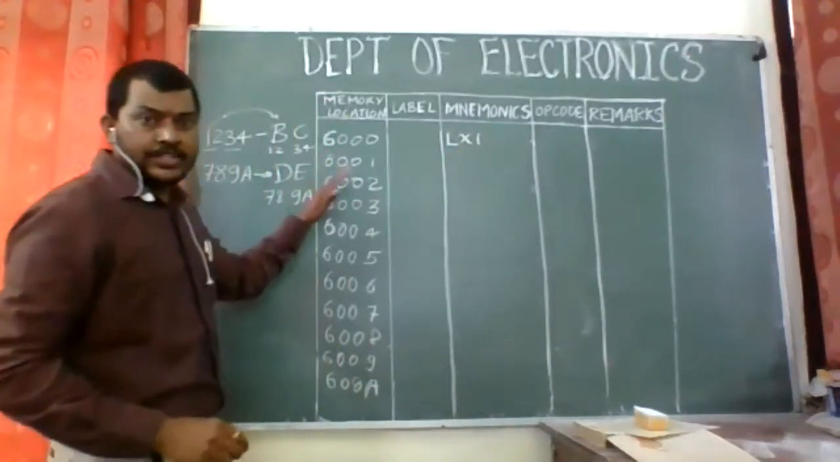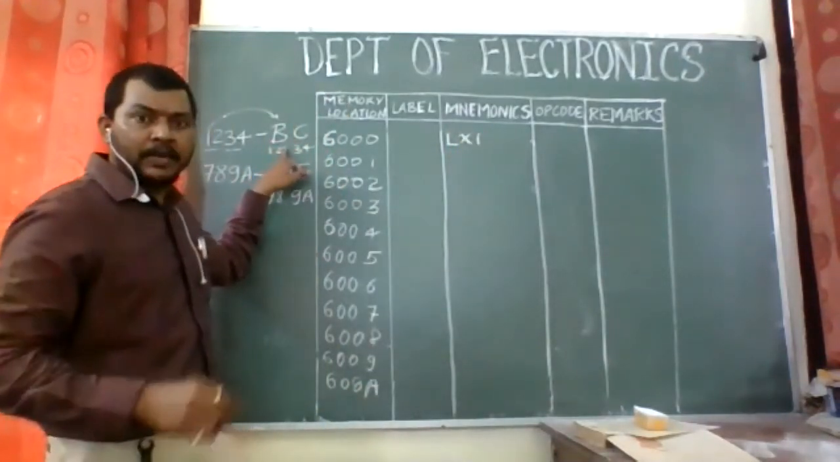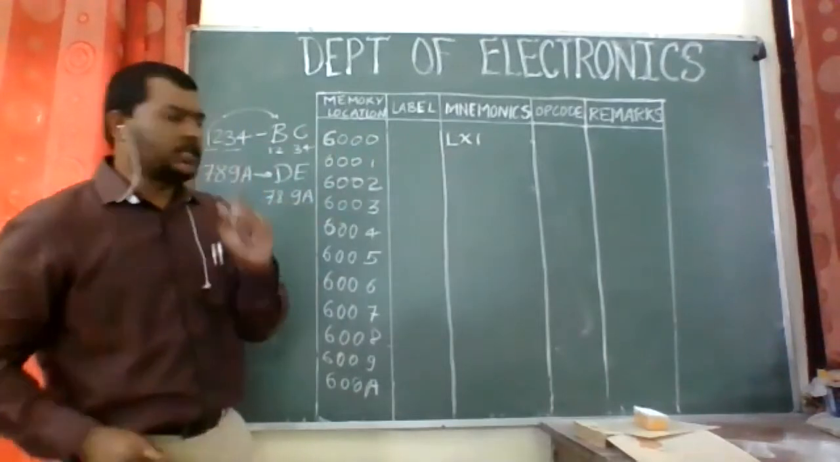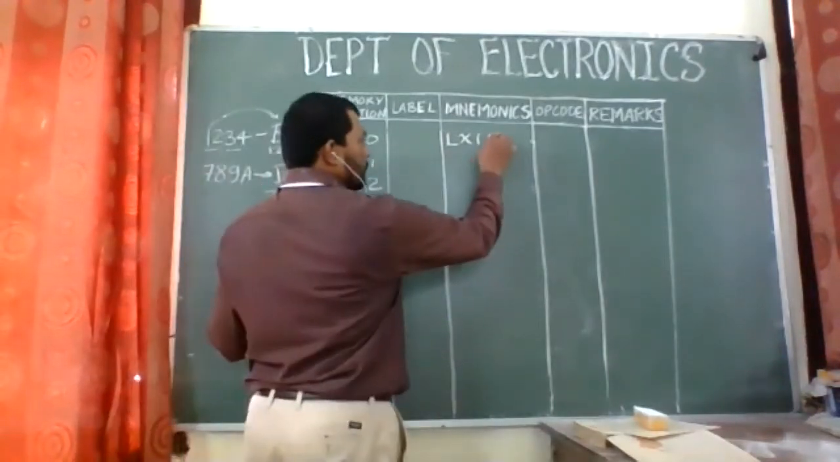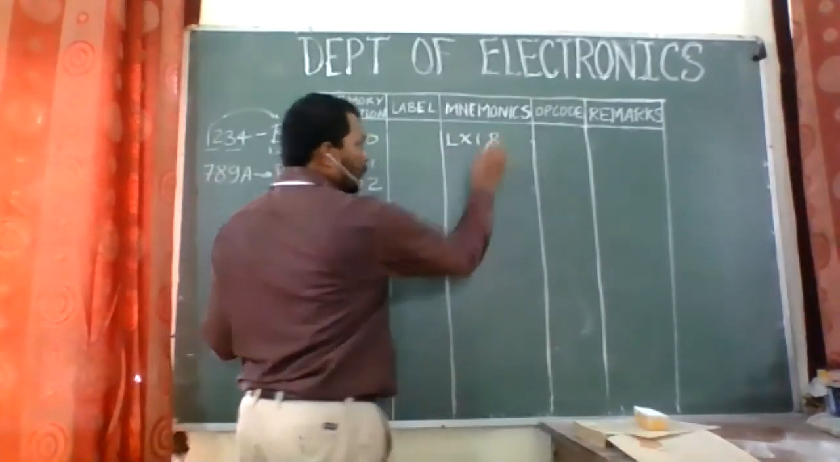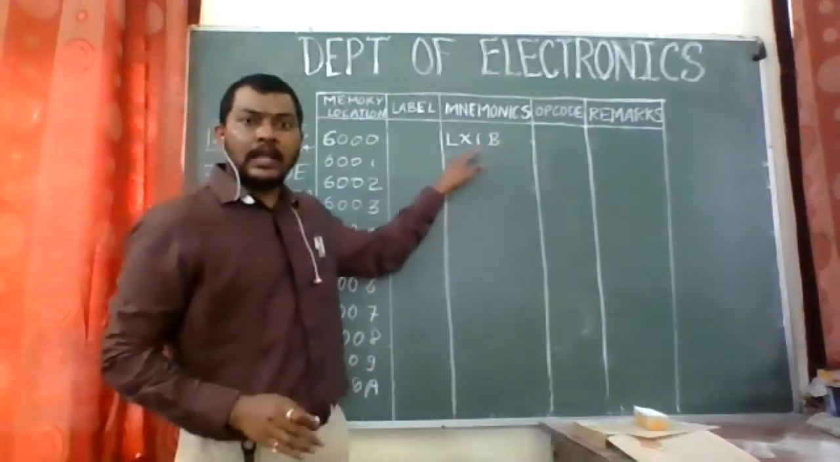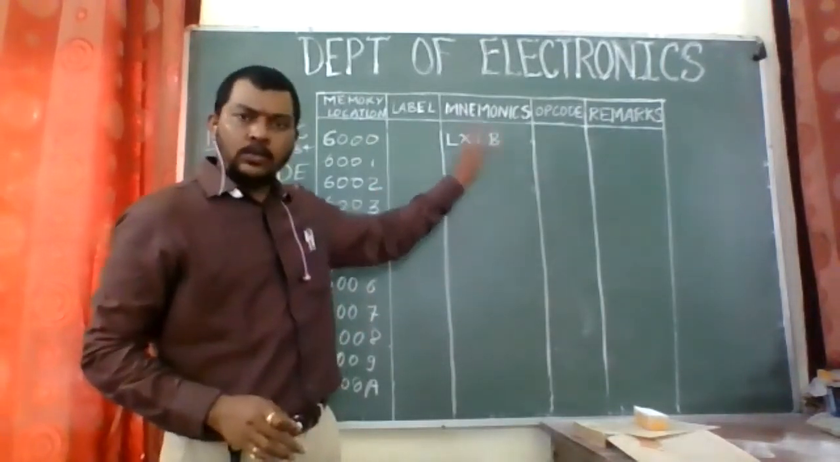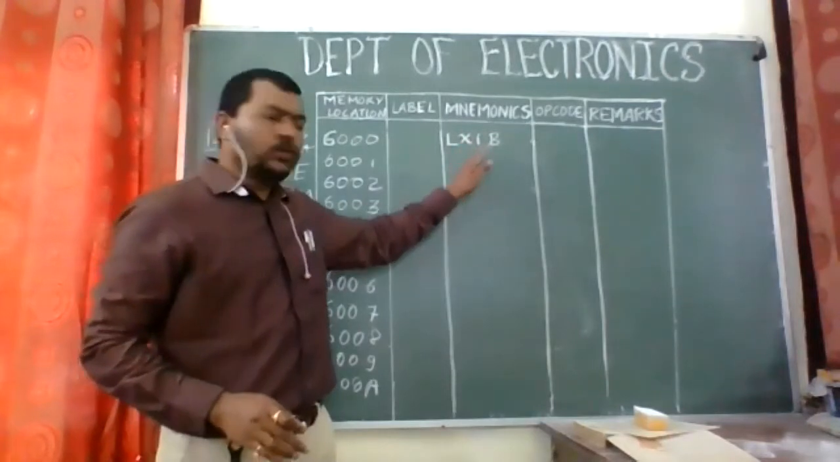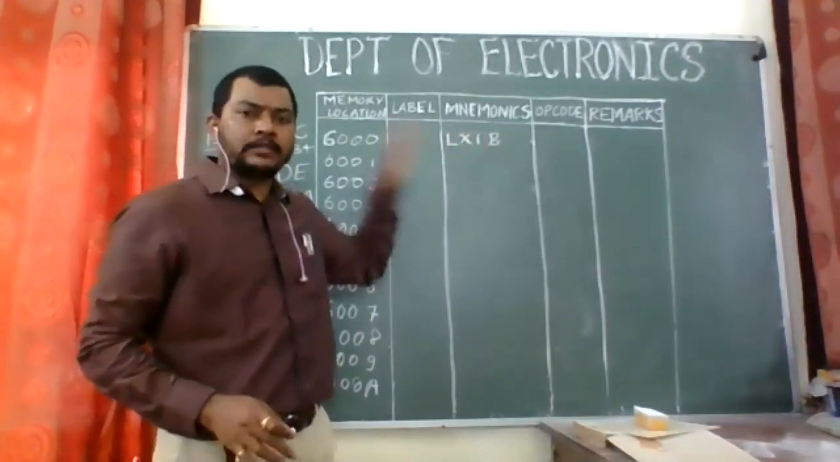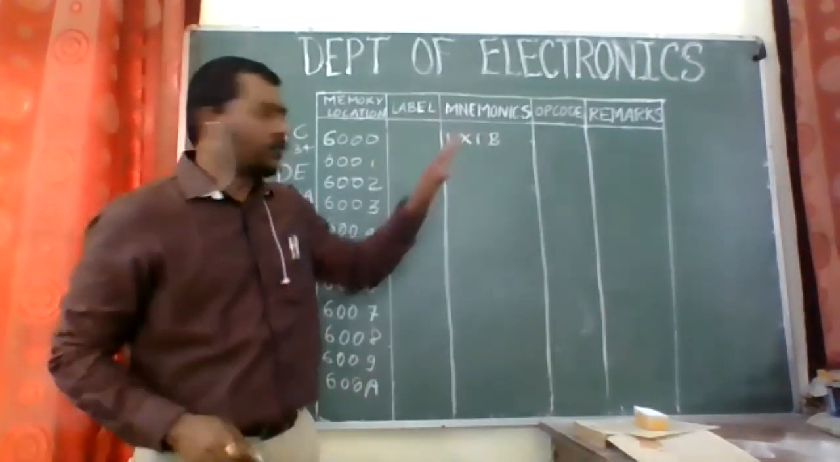LXI is the instruction. Now we have to load the BC pair, and this instruction is for BC pair. So I will write here LXI B. Now this B includes both registers, the BC pair, right? So even if you write LXI B or BC, you can write BC also. Even if you write B, it implies that it is going to load the pair.